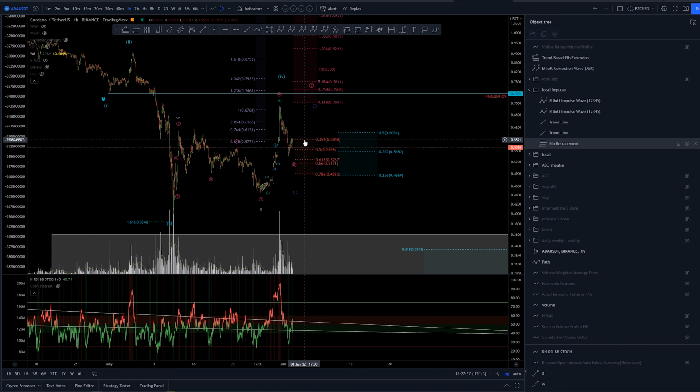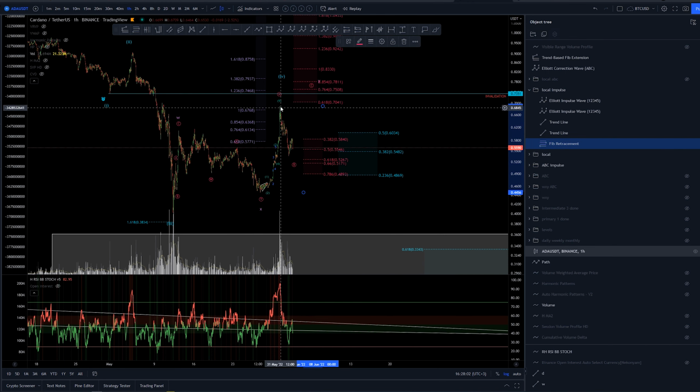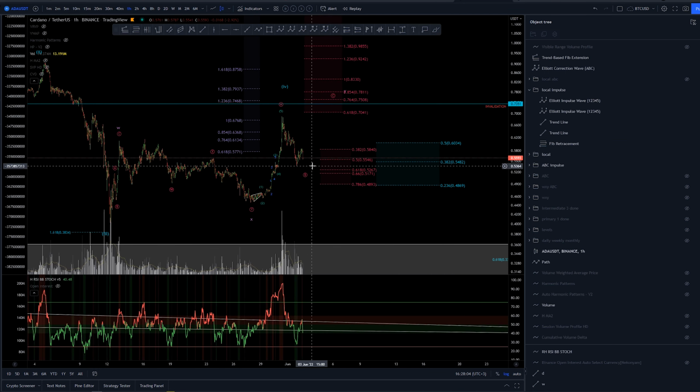So again, different targets. We almost got to the golden pocket for the wave B if we want to play this as an ABC.